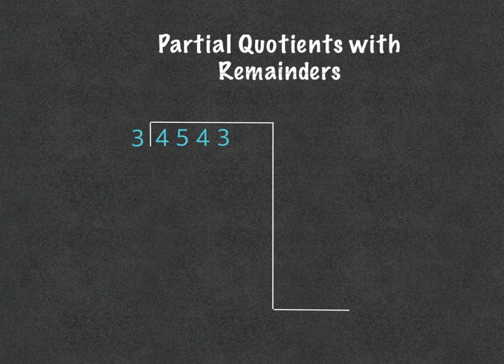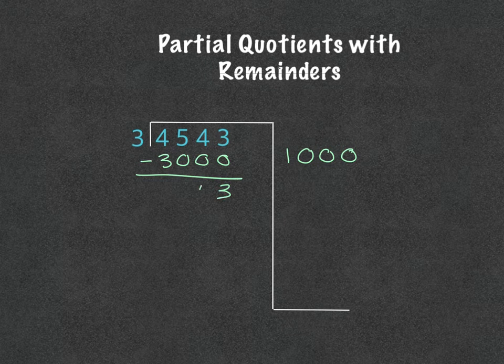So for this one, 4,543 divided by 3. So again, I look at this thousands place and see if I can start kind of whittling down this number. So can 3 go into 4,000? Yeah, 3 times 1,000 is going to be 3,000. So now I'm ready to subtract.